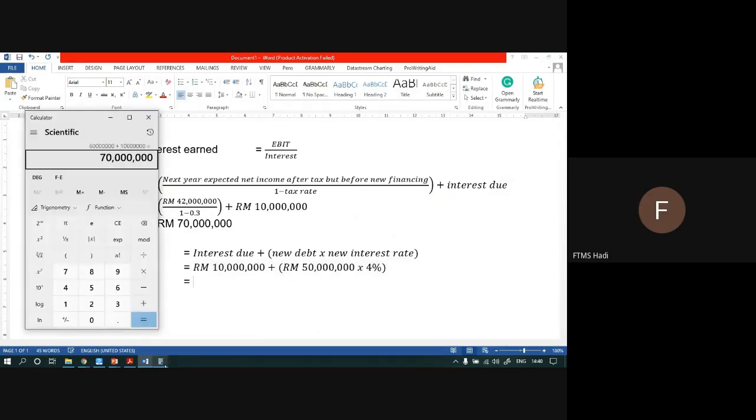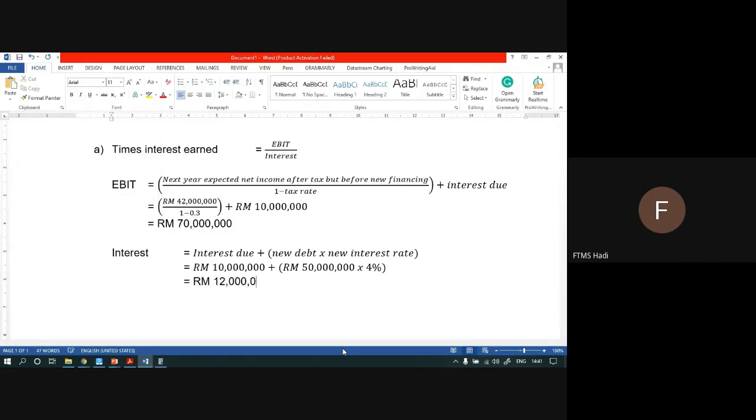If you press calculator, I start with the 4% first. 4 divided by 100, which is equal to 0.04, multiplied by 50 million, plus the interest due, 10 million, which is 12 million. Okay, done. So therefore, TIE, times interest earned. I should take this one also.